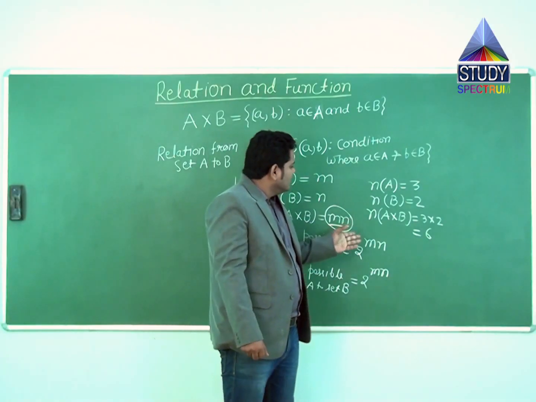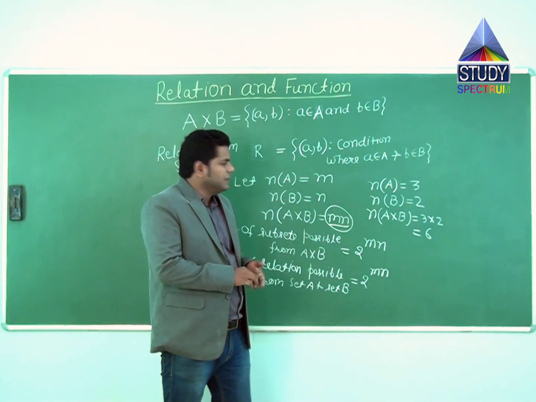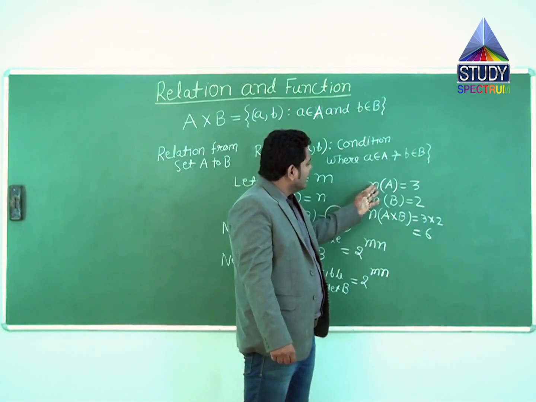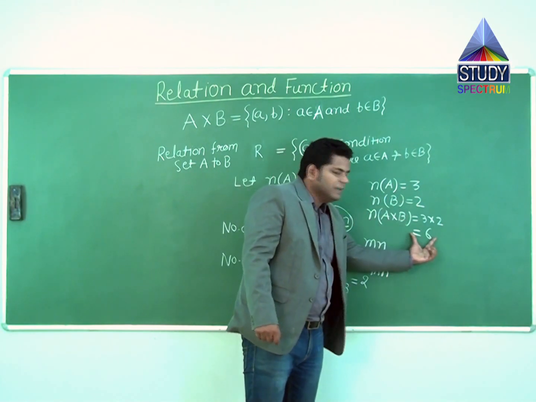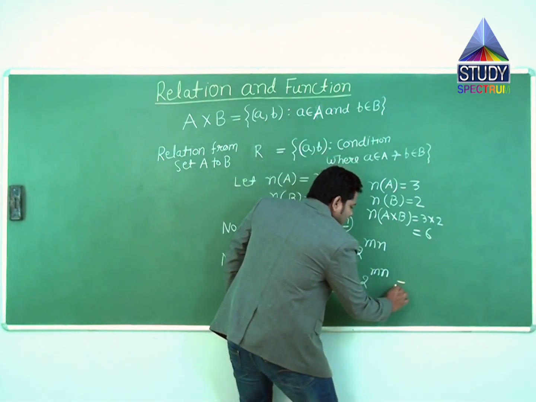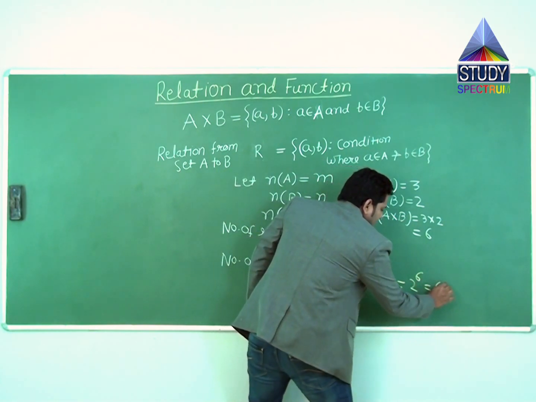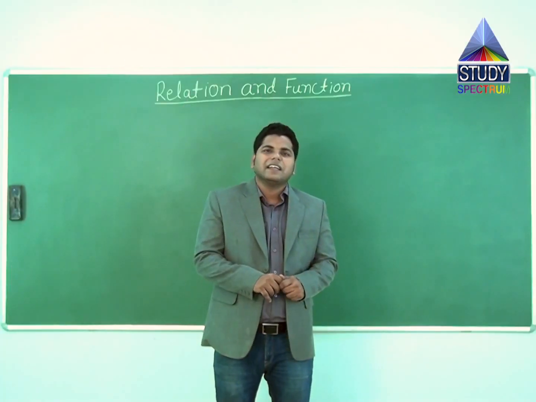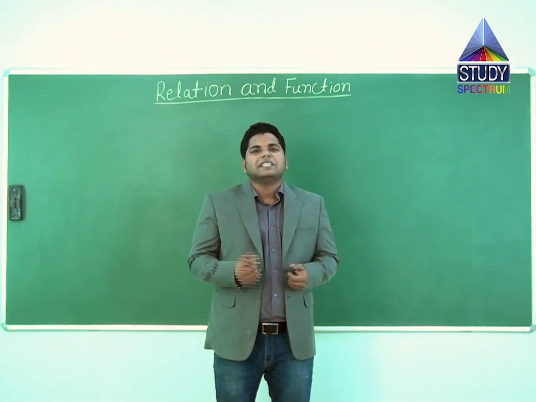Let us understand the number of relations possible from set A to B for this example, where set A has 3 elements and set B has 2 elements. So A cross B will have 6 elements. So in this case, the number of relations possible will be 2 to the power 6, and it will be 64. After understanding these concepts, let us move to another topic: representation of a relation.